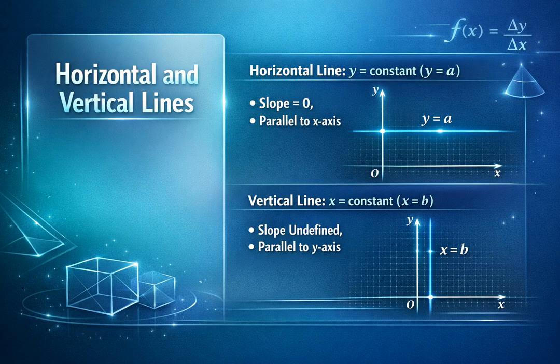Horizontal and vertical lines have special equations. A horizontal line has equation y equals a constant, like y equals 3. Its slope is 0. A vertical line has equation x equals a constant, like x equals 5. Its slope is undefined. These are the simplest line equations.